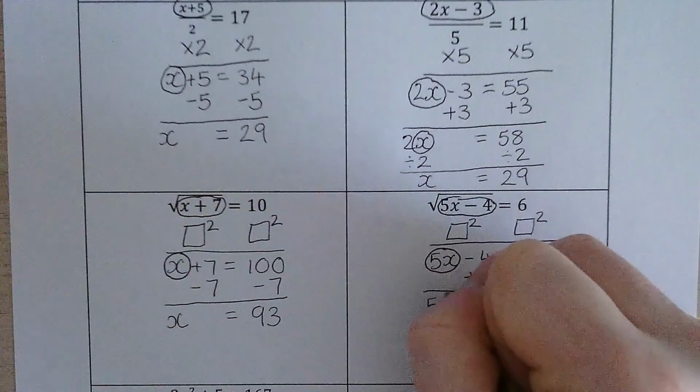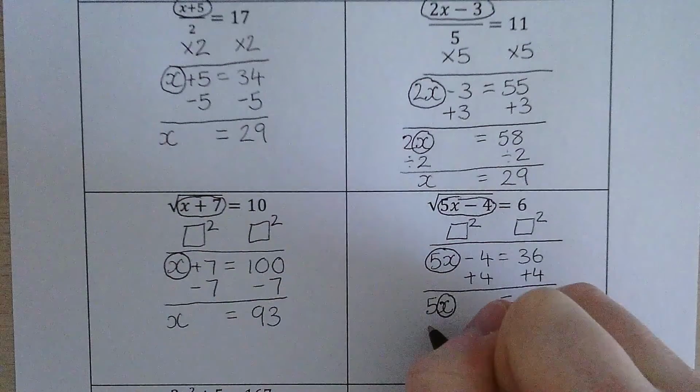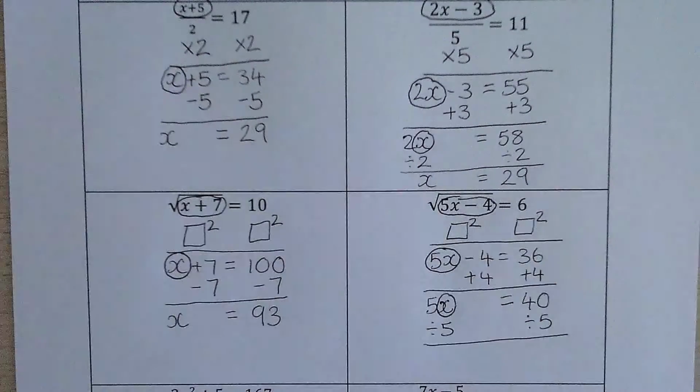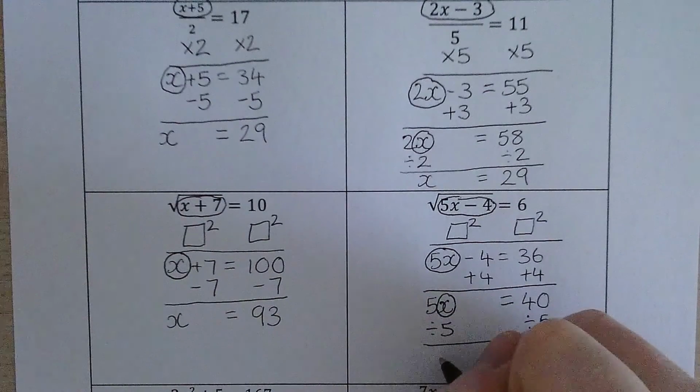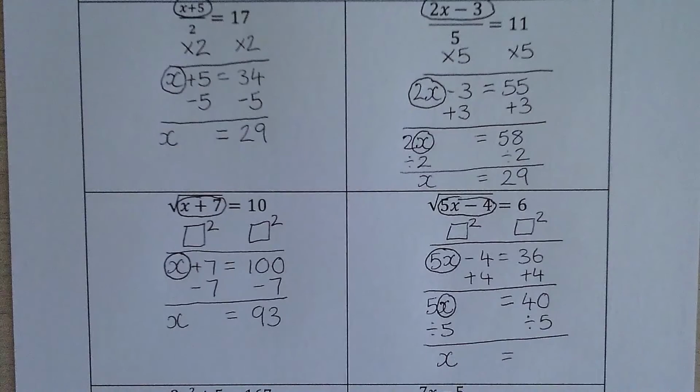To isolate the variable, that means I need to get rid of the multiply by 5. This means to both sides we will divide by 5. 5x divided by 5 is x. The equal sign drops down again, and 40 divided by 5 leaves us with 8. So the final answer for this question is 8.